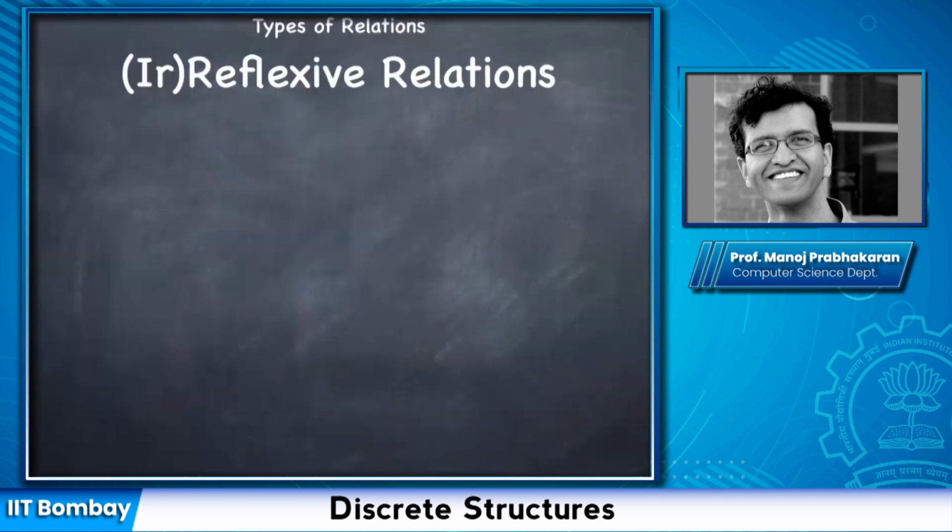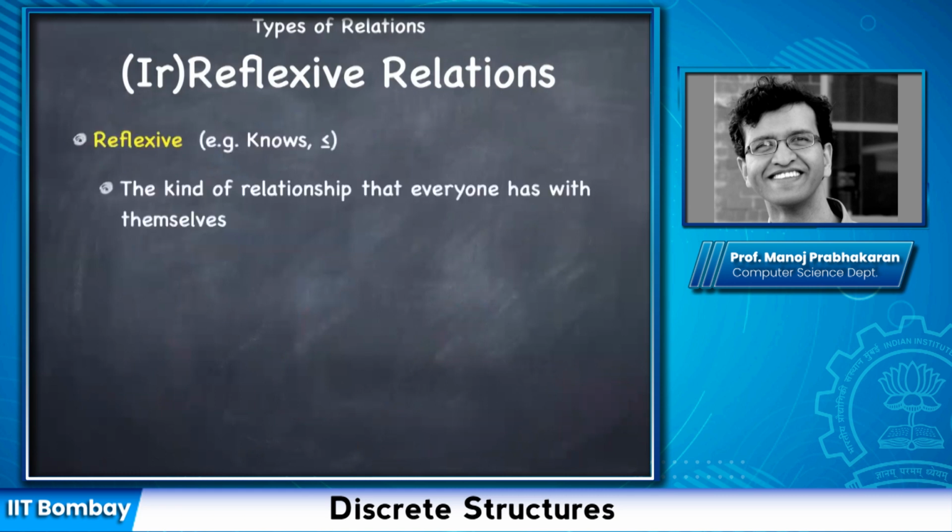Now let me talk about a few different types of relation. The first one is what's called a reflexive relation. It simply says that it's a kind of relationship that you have with yourself. For instance, X knows X, or in terms of integers, X is less than or equal to X for any X. So the relation always holds for pairs of the form X comma X. All pairs of the form X comma X are contained in the relation.